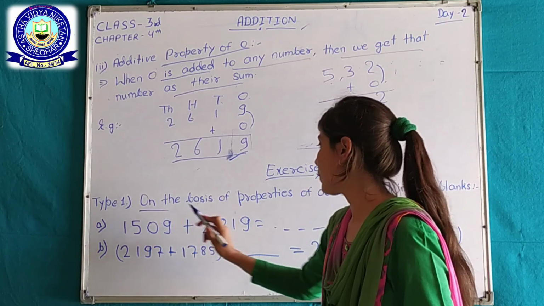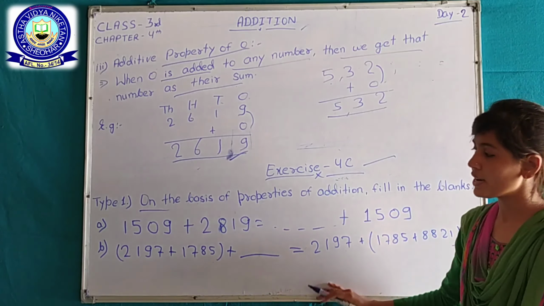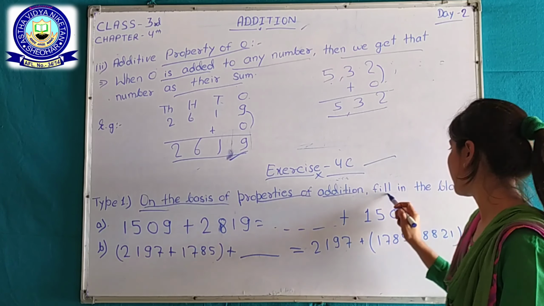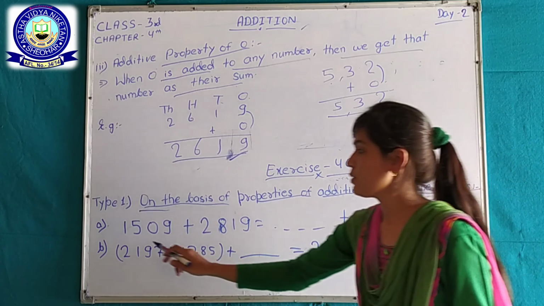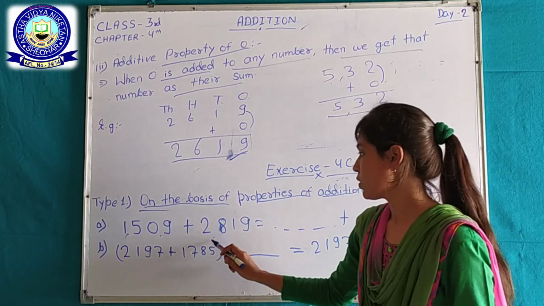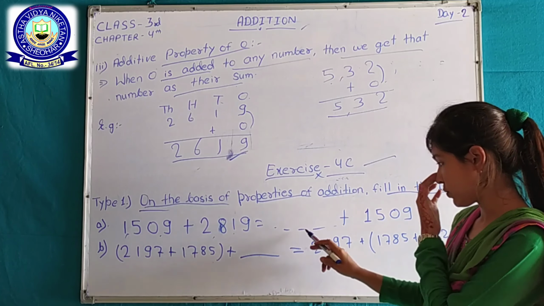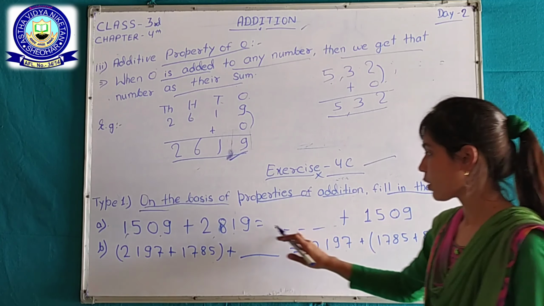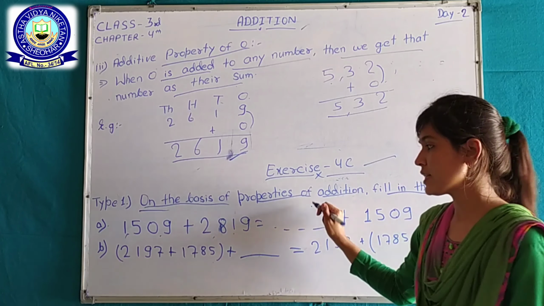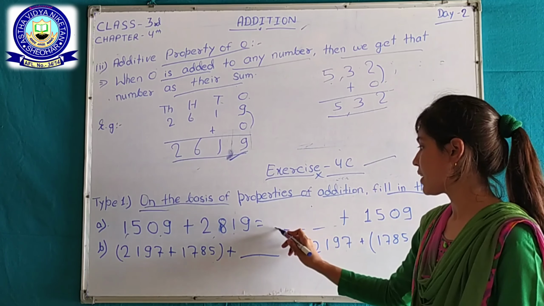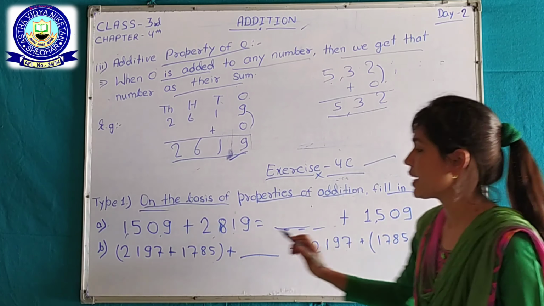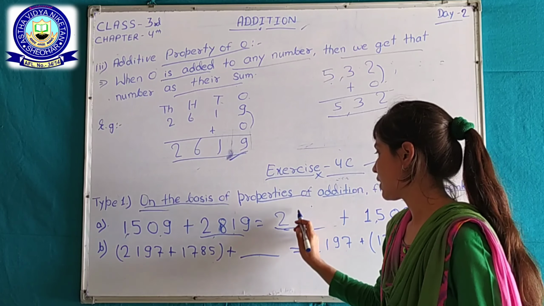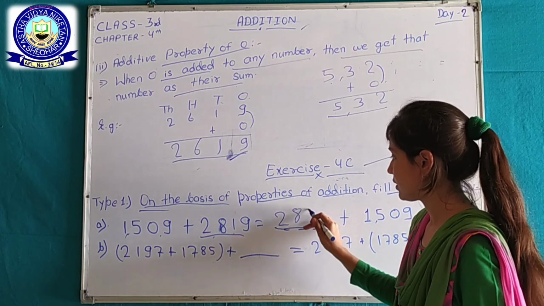You have to fill in the blanks on the basis of properties of addition. Here is your type 1 question. Fill in the blanks: 1509 plus 2819 equals dash plus 1509. With the help of the commutative property of addition, we have to fill these blanks. Here is 1509, here is 1509. This is the number that we write here.